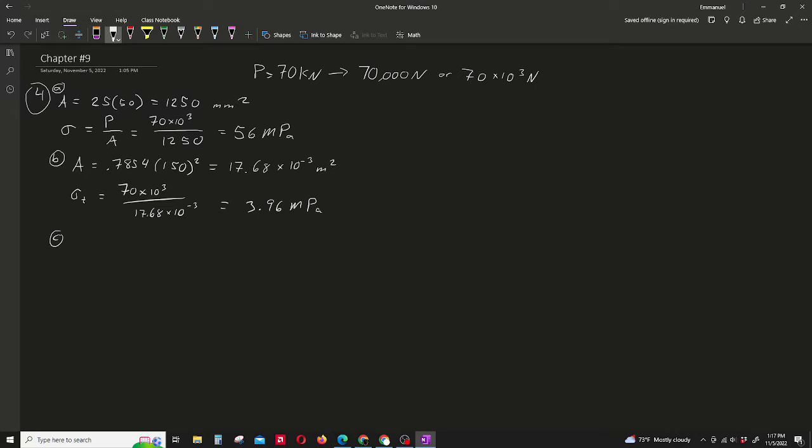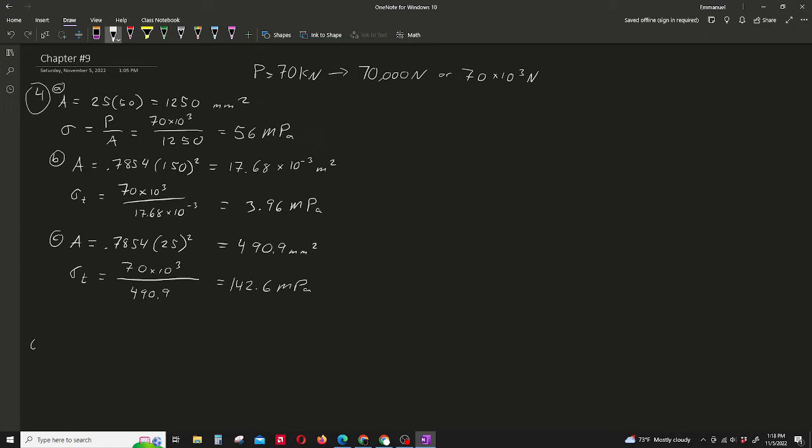So again, this is going to be a diameter, so we know the area equation that we need to use is 0.7854 times 25 squared, and this one we get 490.9 millimeters squared. So therefore the stress developed, tensile stress developed, is again our 70 kilonewtons divided by our area that we grabbed, and we get a total value of 142.6 megapascals.